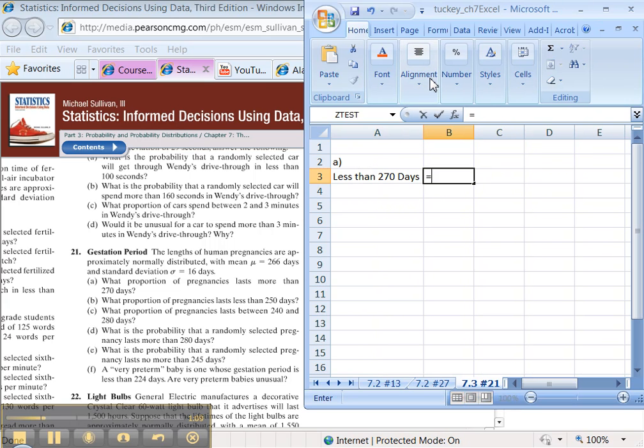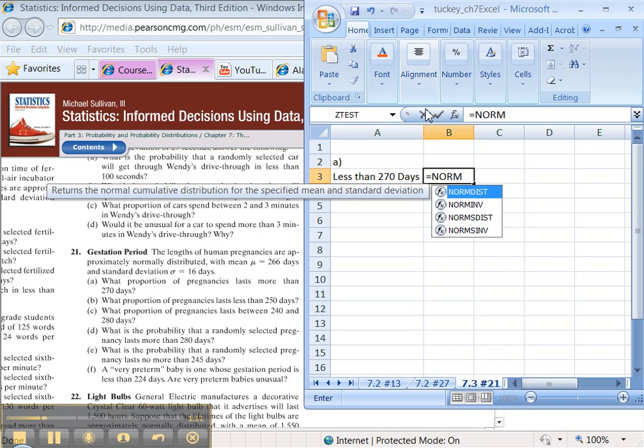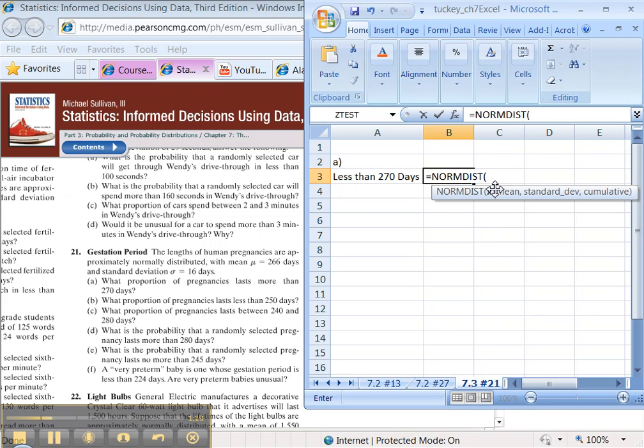Less than 270 is NORMDIST. Now we're not going to use NORMSDIST, that's the standard. We're going to use NORMDIST, the first one, normal distribution. You use this one whenever they want a proportion, a probability, that kind of thing. So then it wants the x. X is 270. The mean was 266. The standard deviation is 16, and cumulative will be true. Always true for us. Enter.